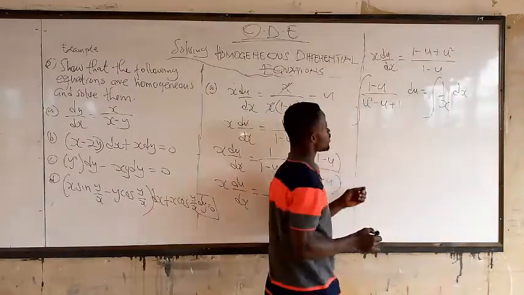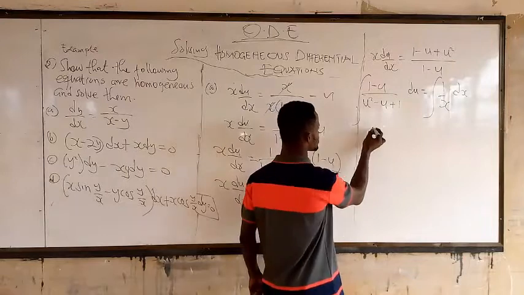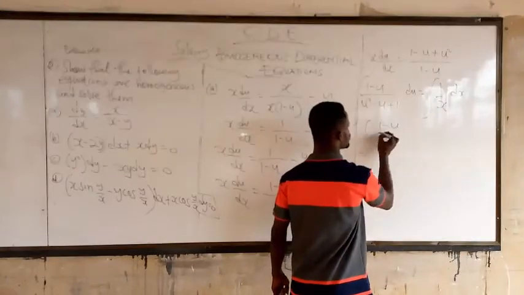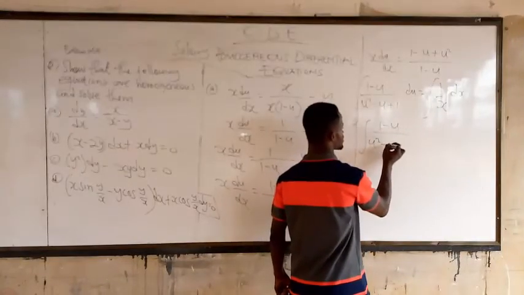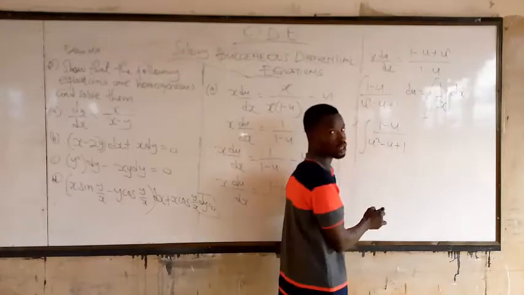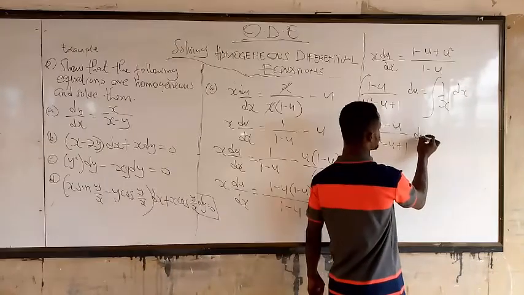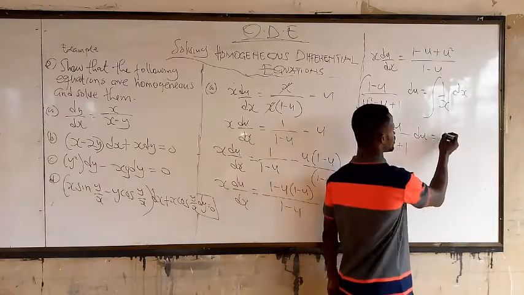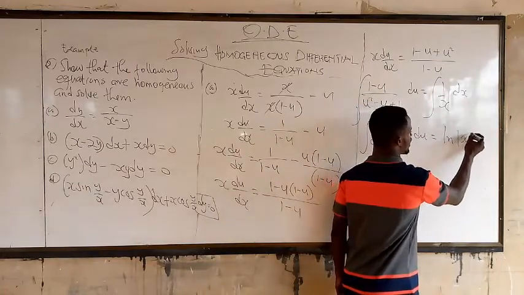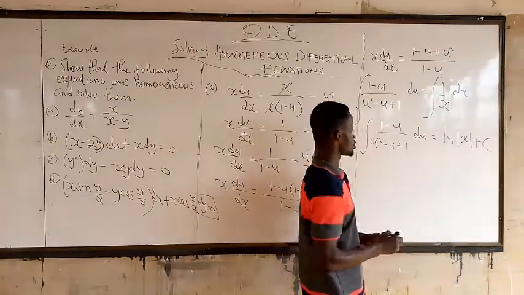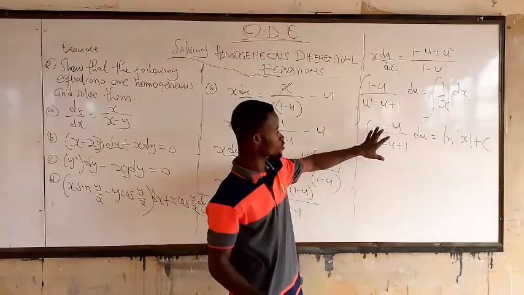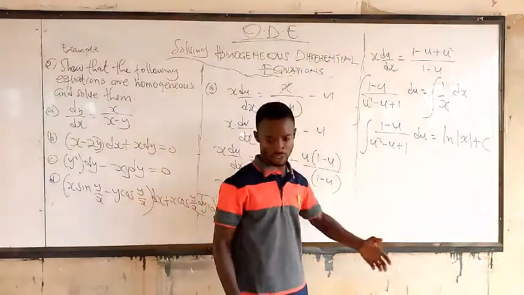Alright. And when we integrate both sides, we're going to get the integral of (1 minus u) over (u squared minus u plus 1) du, which is equal to ln s plus C. So here we have to take the left hand side and integrate it.